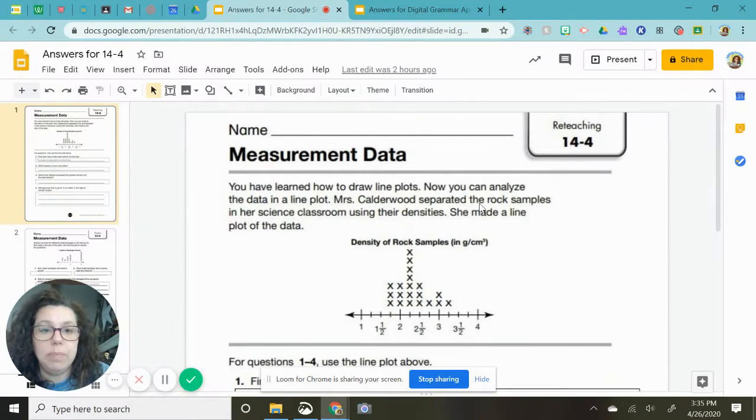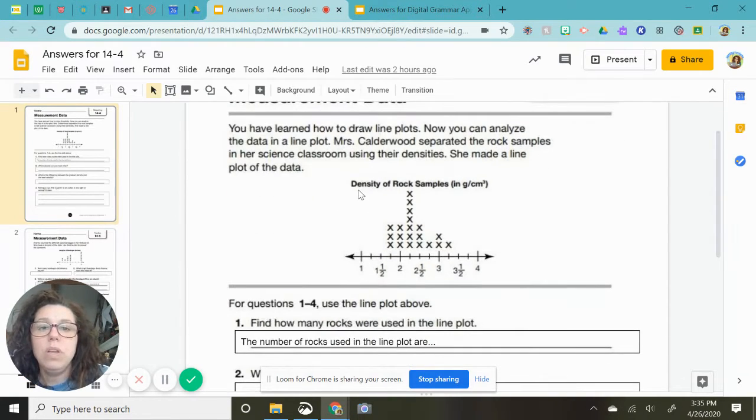Mrs. Calderwood separated the rock samples in her science classroom using their densities. She made a line plot of the data. Density is kind of just how thick it is. You don't have to worry about knowing what that is in order to complete this assignment. The title of the line plot is Density of the Rock Samples, and down here are our measurements.